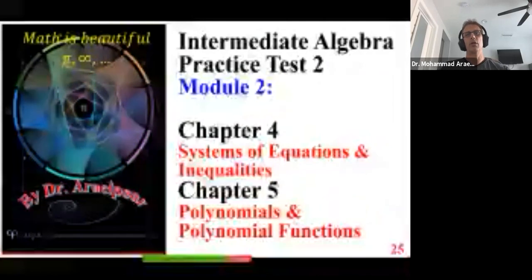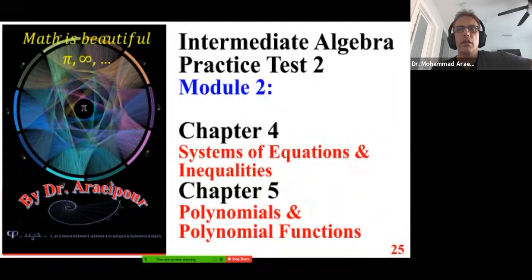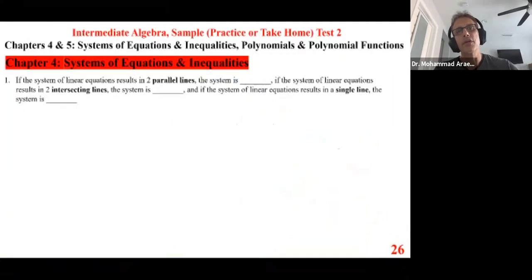Good day, class. We are looking at Intermediate Algebra Practice 2 for Module 2. It covers Chapter 4, Systems of Equations and Inequalities, and Chapter 5, Polynomials and Polynomial Functions. The first question deals with systems of equations and inequalities.